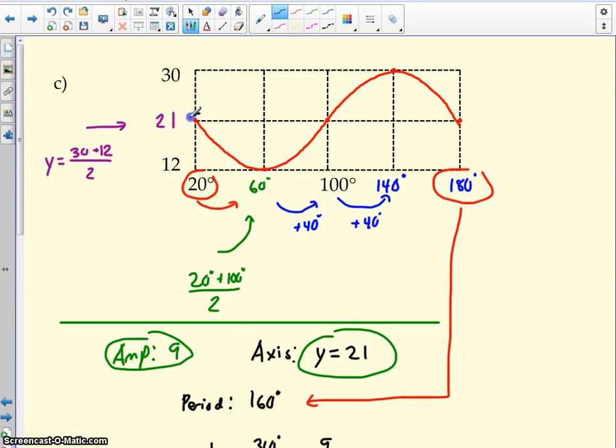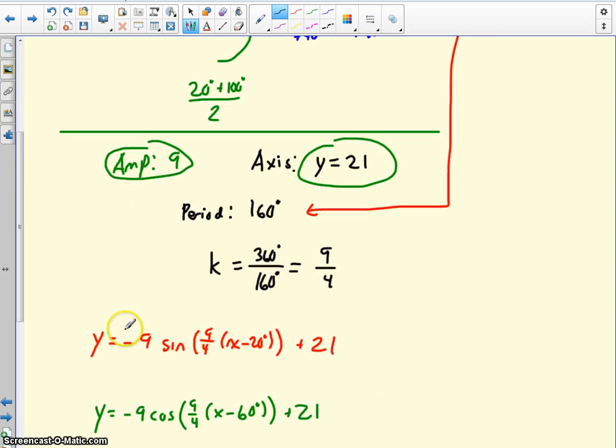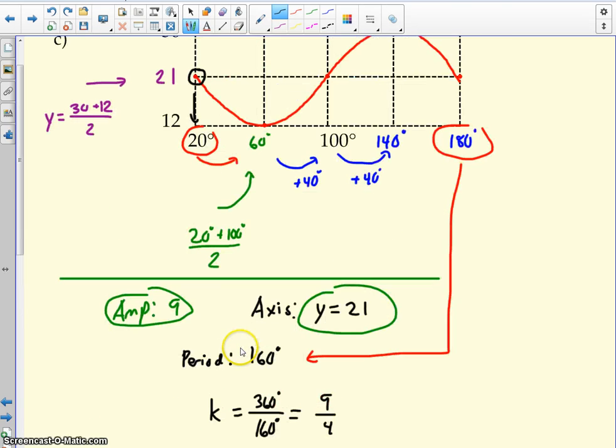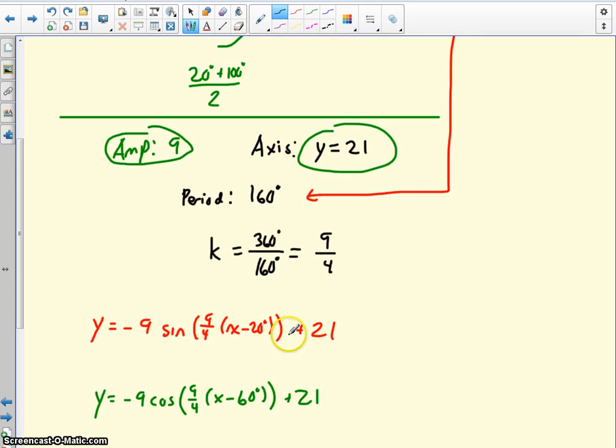So I create a graph that started right here with a phase shift of 20 degrees. Now this one, it's on its axis going downwards. That's going to be a negative sine graph. So I have negative 9 for my amplitude, sine of 9 over 4 x minus 20 degrees for my phase shift, plus 21. So that's one equation.